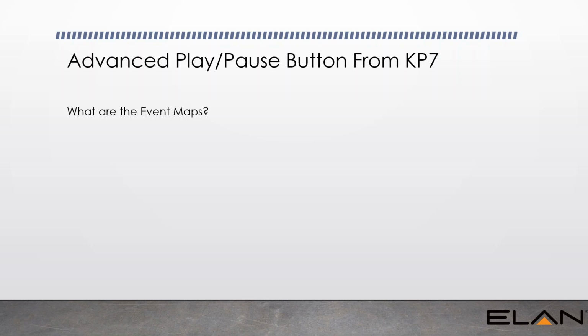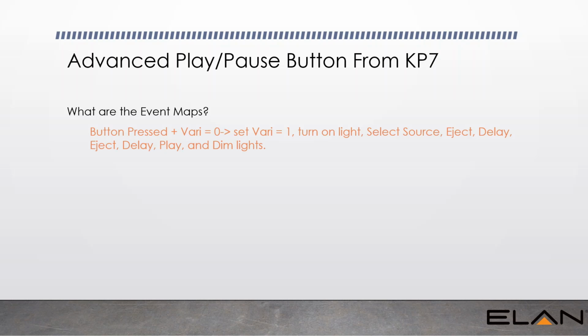We're going to try to take one KP7 button press. When we hit play the first time, we're basically going to hit the button, and our variable is going to equal 0. First thing we're going to do is set the variable to 1. Then we're going to turn on the light in the theater, select the source on the theater AVR, hit eject on the Blu-ray, wait a couple seconds, hit eject again to pull the Blu-ray in, couple second delay, hit play, and dim the lights. This works great.